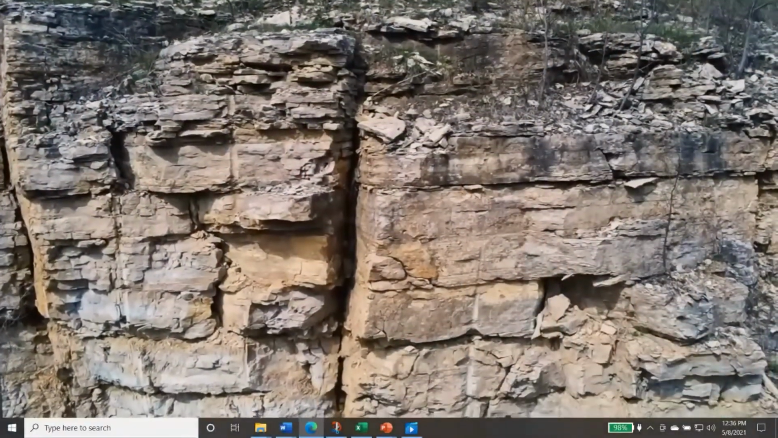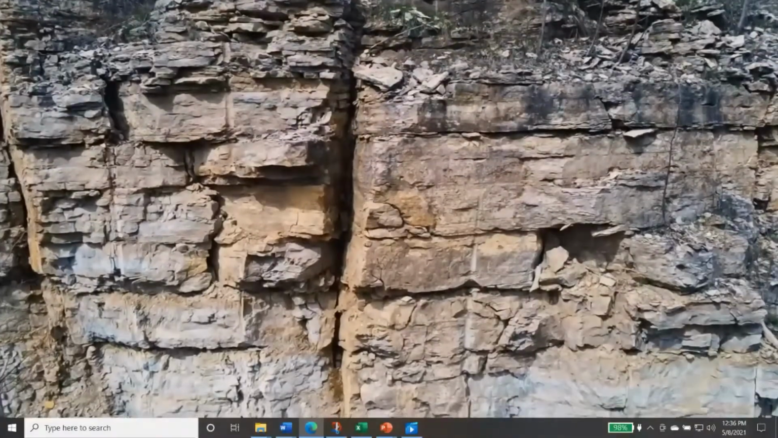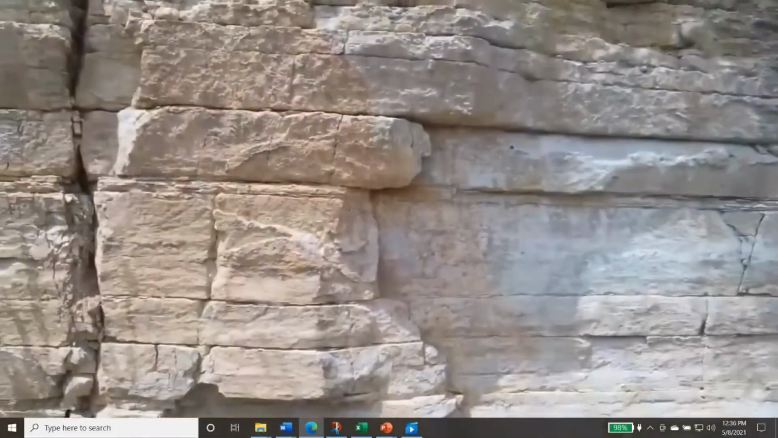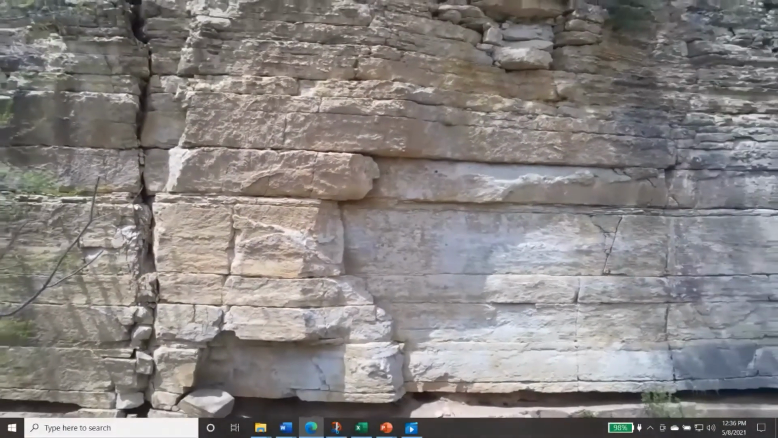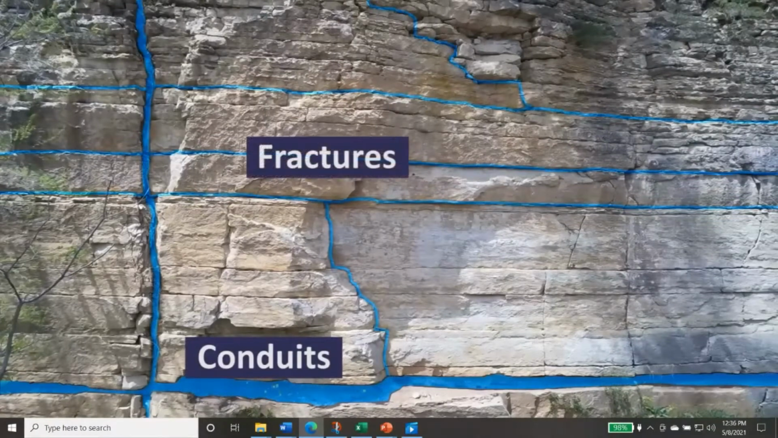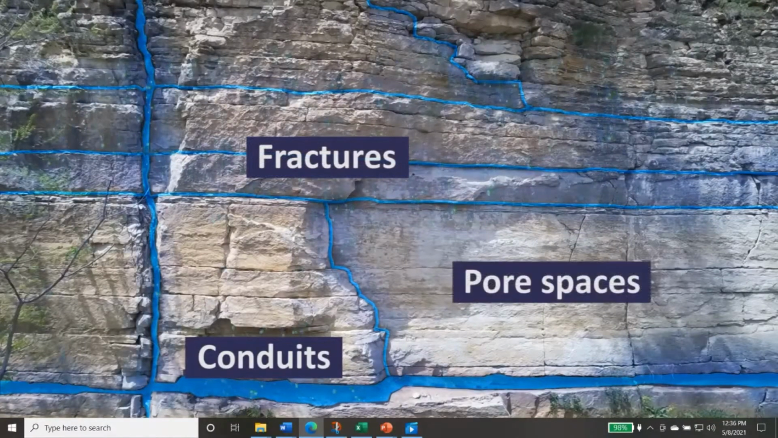Over time, karst bedrock develops a variety of cracks and spaces that water can enter and move through at different speeds. There are 3 primary types of spaces in karst bedrock: conduits, fractures, and pore spaces. The size of these spaces dictates how fast groundwater can move.